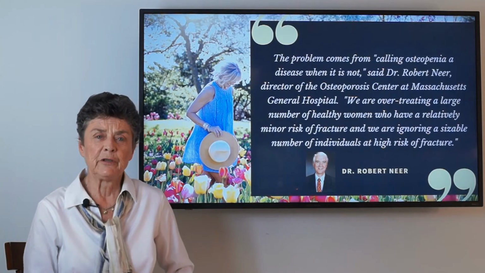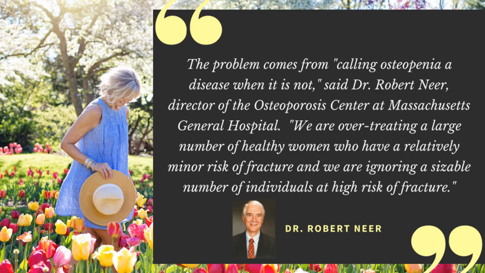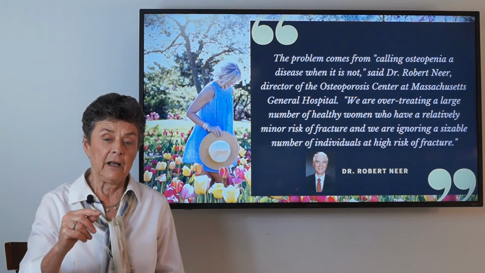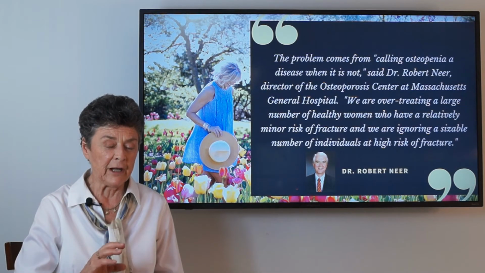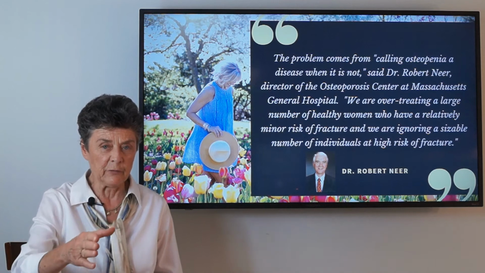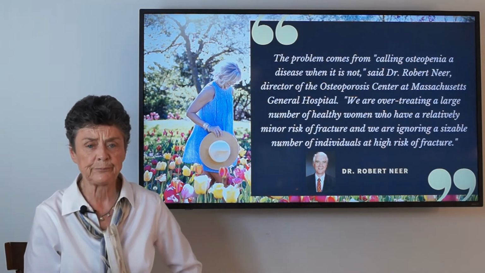Robert Neer, another big researcher, he also was led to comment on the problem of calling osteopenia a disease when it is not. Dr. Neer suggests that we're overtreating a large number of healthy women, like those 44 million, or the vast majority of them that have been told they have osteopenia. We're treating these people needlessly at a very high expense and at the risk of serious side effects, while ignoring the number of people at really high risk. Those would be the people that we're going to try to help you distinguish, even amongst the osteopenia group, who's at high risk and who's really not.